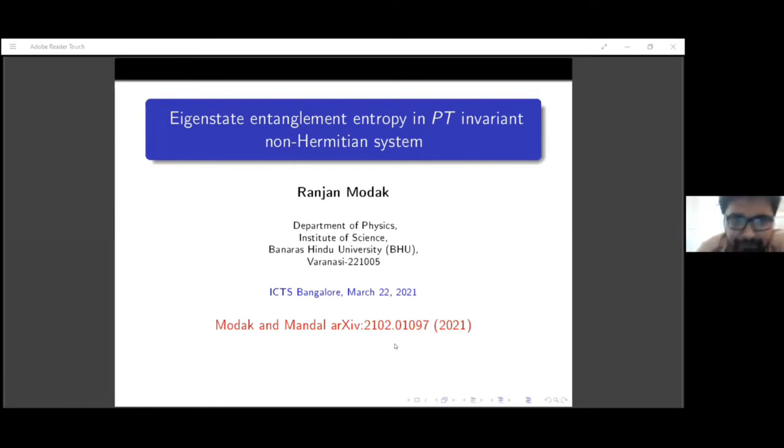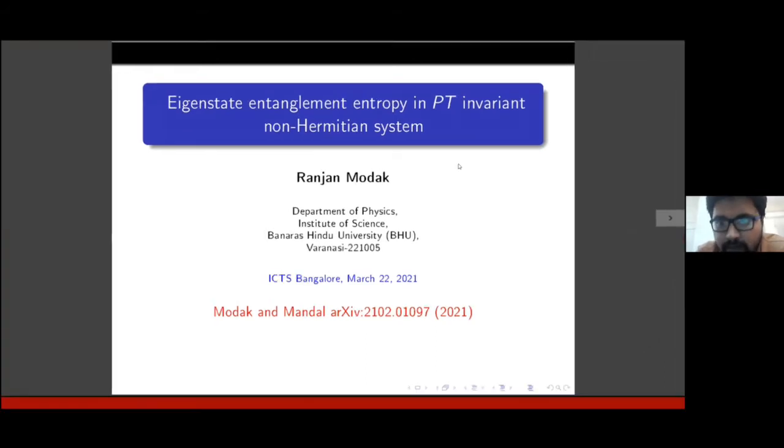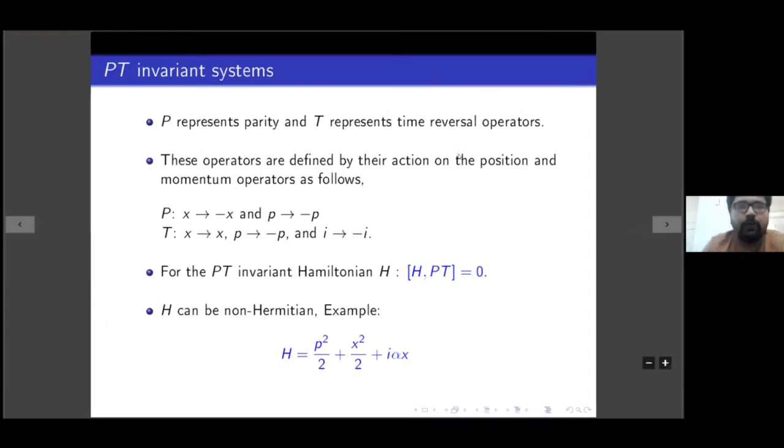Okay, so I'm going to talk about eigenstate entanglement entropy in PT invariant non-Hermitian systems. I guess this first slide is kind of redundant right now, especially after Carl's amazing introduction to the PT invariant system talk.